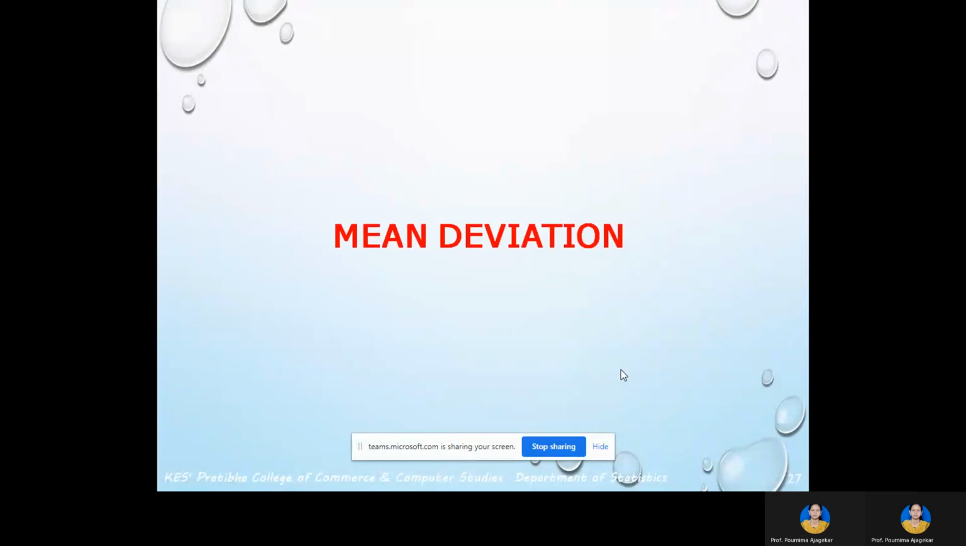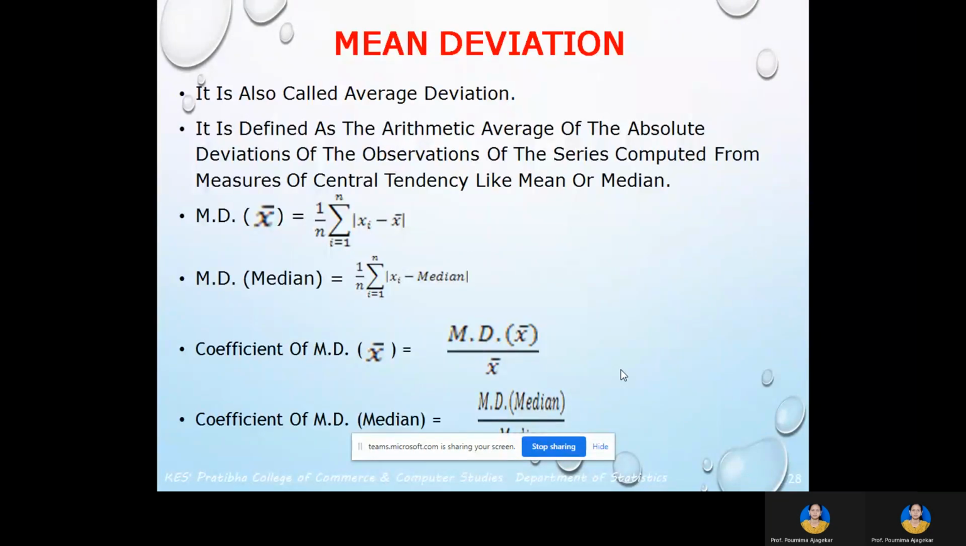The third measure of dispersion is mean deviation. It is also called as average deviation. It is defined as the arithmetic average of the absolute deviations of observations of the series computed from measure of central tendency like mean or median. So depending on which measure of central tendency we are taking the deviations of the observations, we have different formulae for this mean deviation.